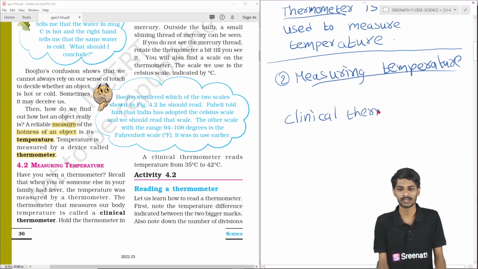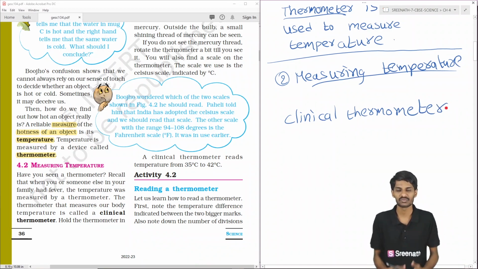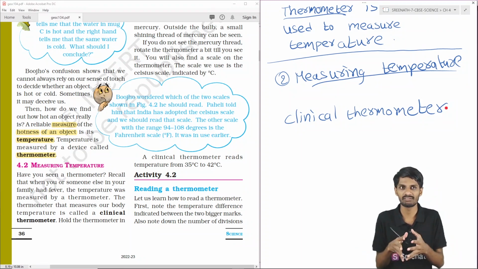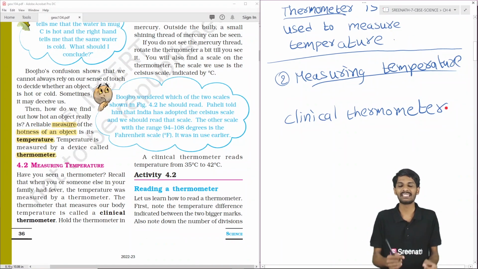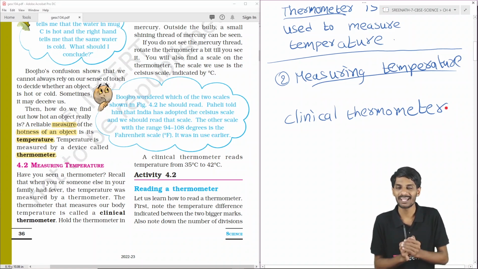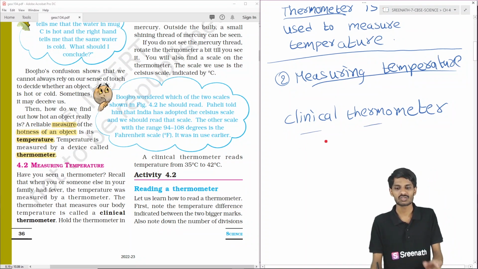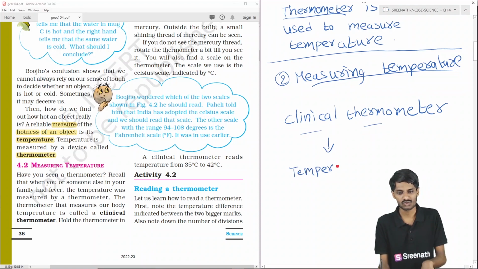So the clinical thermometer. Sometimes you will get fever, you are suffering from fever. Then what happens, students? Your body's temperature will increase, your body becomes very hot. At that time you go to a doctor, or a doctor comes near you and checks your temperature by using a thermometer. That thermometer is called a clinical thermometer. So the clinical thermometer is used to measure the temperature of your body, students.